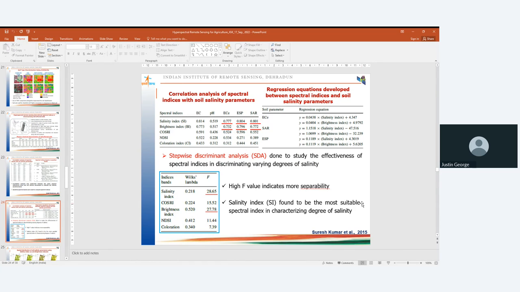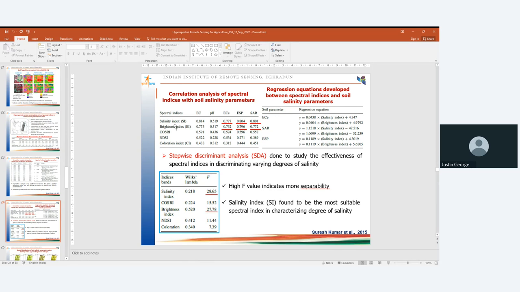to identify which among these different spectral indices are responsive to variations in the soil salinity parameters. They found that among these different spectral indices, the salinity index as well as the brightness index were found to have very good correlation with electrical conductivity, sodium percentage, as well as adsorption ratio. So among these five, these two were generated.